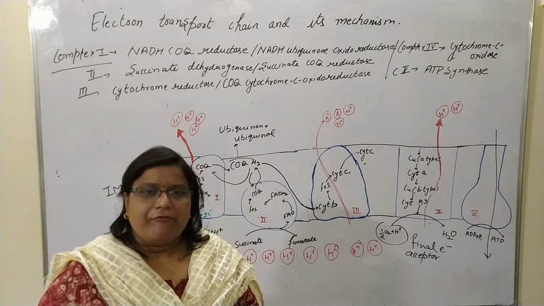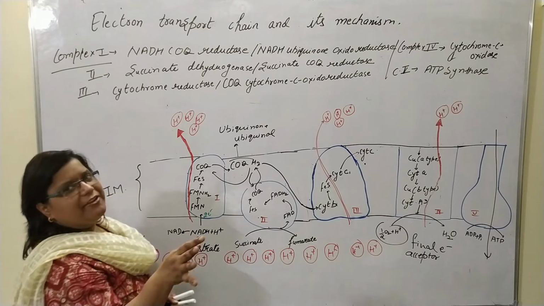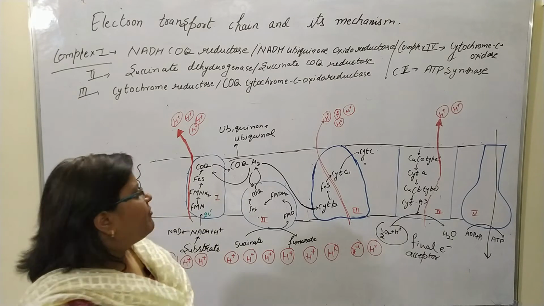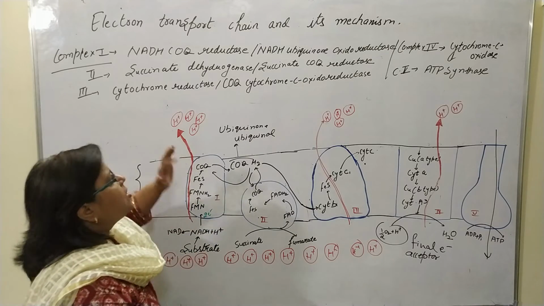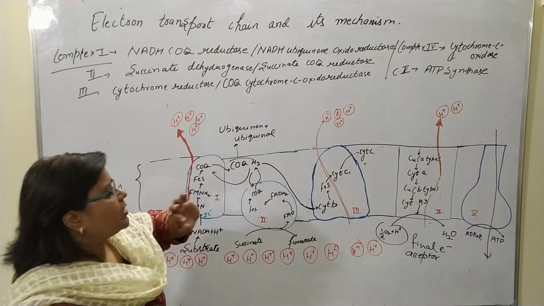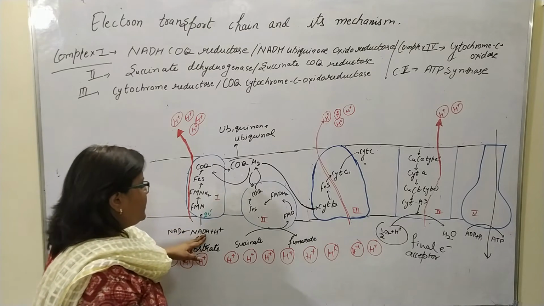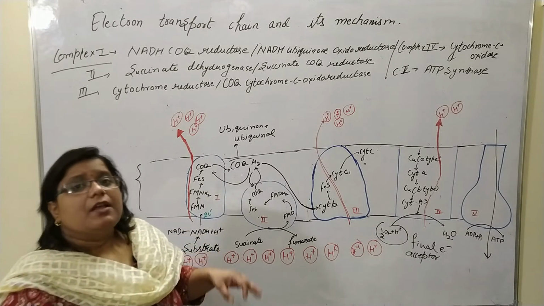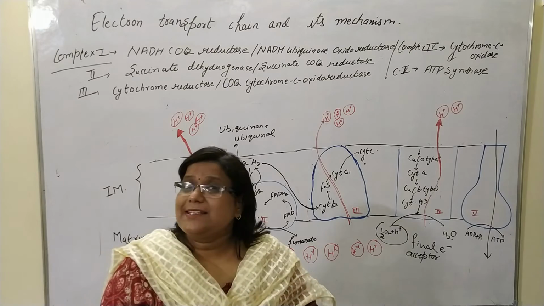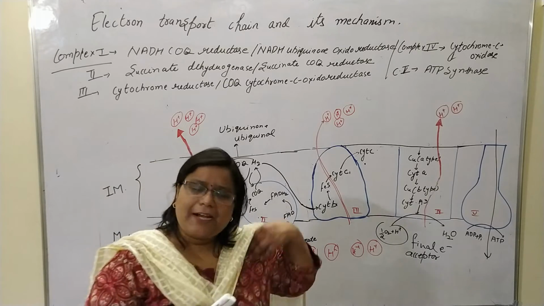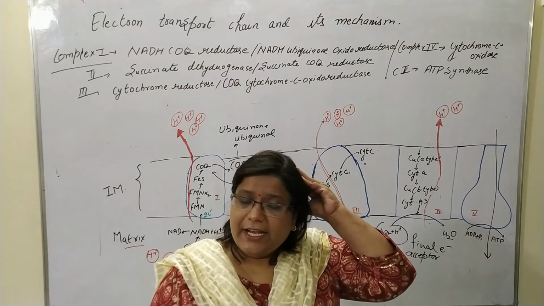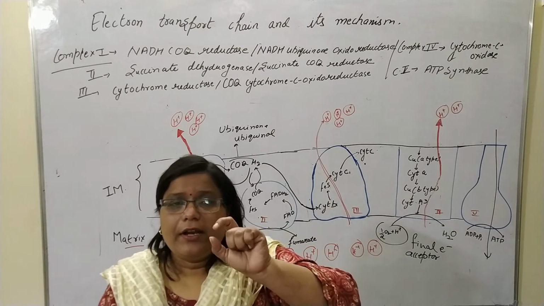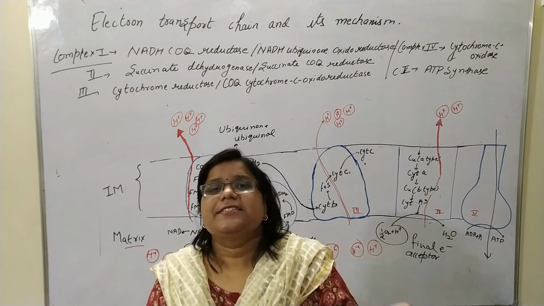How is it possible? We will see. These are the 5 complexes. Now the first complex is known as the NADH coenzyme Q reductase or the NADH ubiquinone oxidoreductase. This NADH will be generated by the substrate. The main confusion is: what is the substrate? The substrate is that chemical or that particular ingredient in the reaction where the NADH is generated.